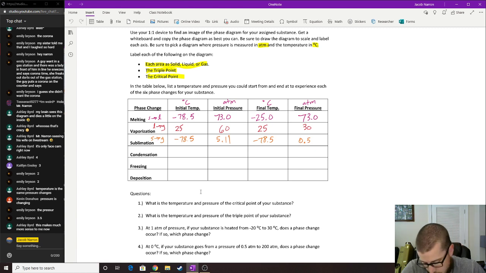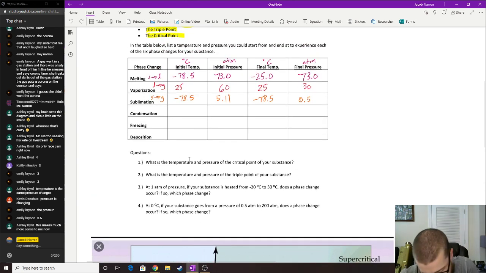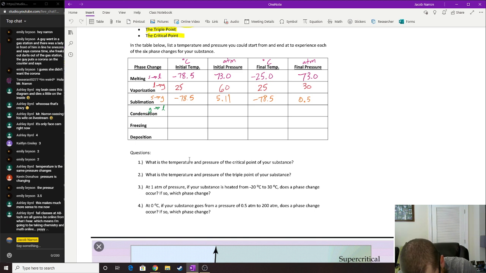Let's look at condensation then. Condensation is going to be going from gas to liquid. All right, so condensation is going to be gas to liquid. Let me clean up my graph a little bit because it's not very pretty. I'm going to erase some of the junk I don't need anymore. There we go. Get that one little dot. It has to be perfect. You guys are worth it.